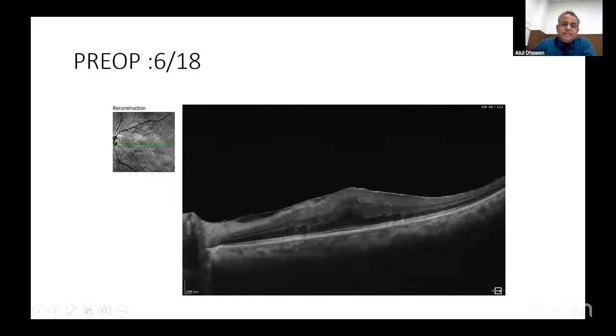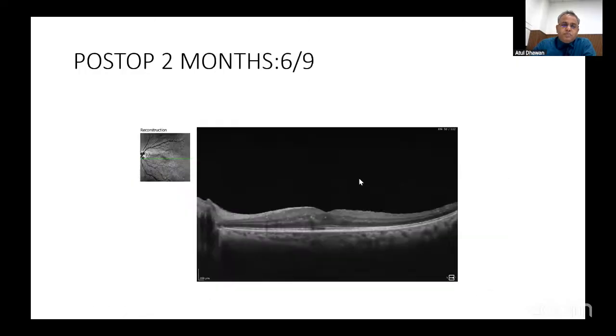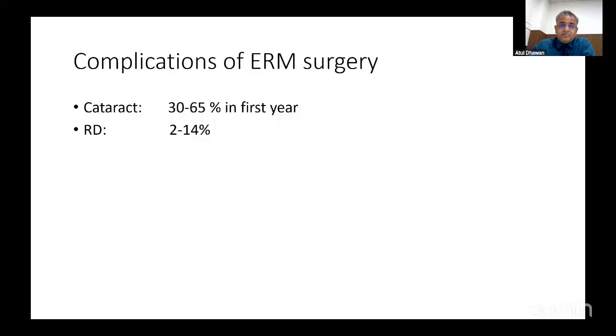Now, this is a case which I operated a couple of months back. The hyperreflective layer is there. Pre-op vision was 6/18, and post-op at 2 months it is 6/9. Always remember, this is not a macular hole surgery where the vision will improve in the first week or second week. The vision usually improves after 3, 4, 6 months. So tell the patient that the visual recovery will not be so fast.